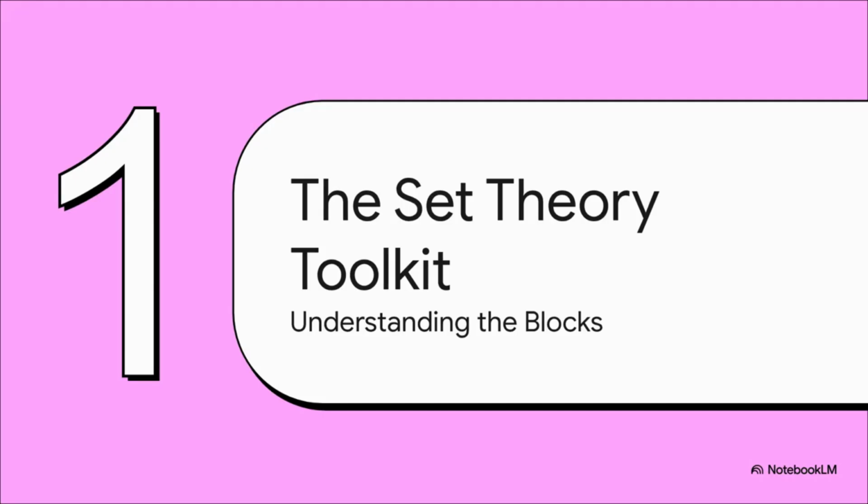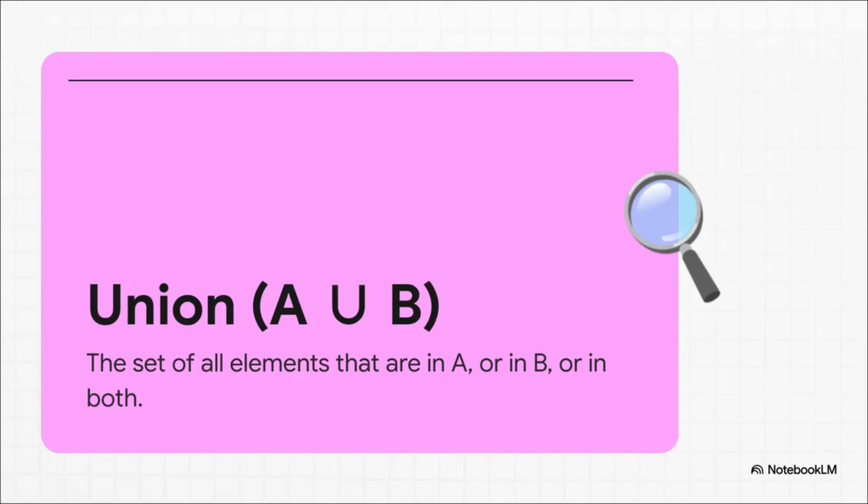Before we can really wield De Morgan's laws, we need to make sure we're solid on three fundamental ideas in set theory. Think of these as the essential tools in our toolkit. First up, we have the union. You'll see it with this U symbol. This is basically the OR of set theory. The union of A and B is everything in A, everything in B, and anything they share. It's like you're throwing them all into one big pile.